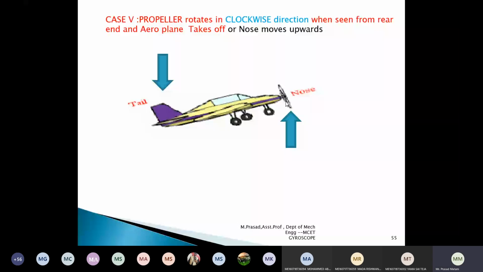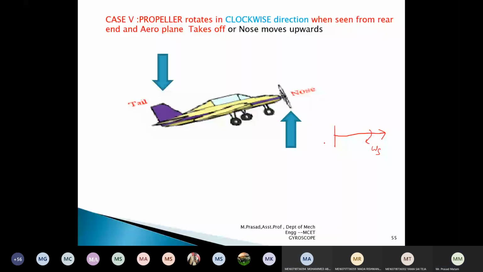Clockwise motion, where are we getting the spin vector? Let me draw here. For clockwise motion, where can we get the spin vector? Forward direction, that is positive x-axis. This is the spin vector where I am getting this clockwise motion. Now where can I get the active couple and reactive couple? Before going to that, let us locate the precession vector. Where can I get the precession vector? Can anyone answer?